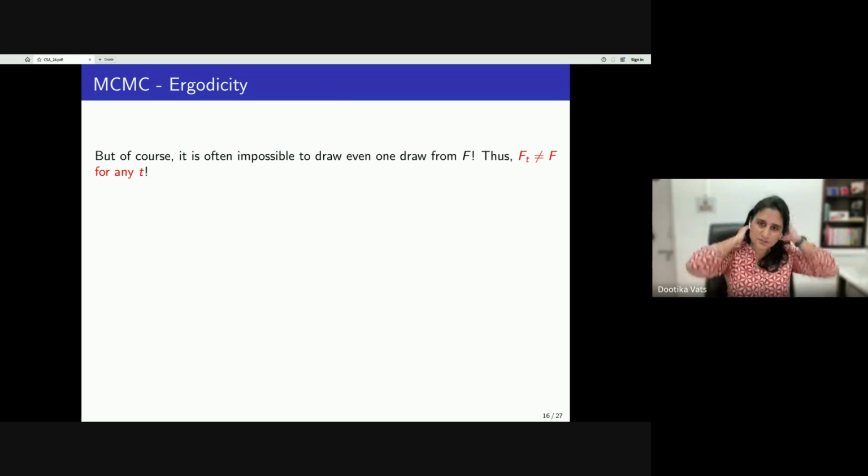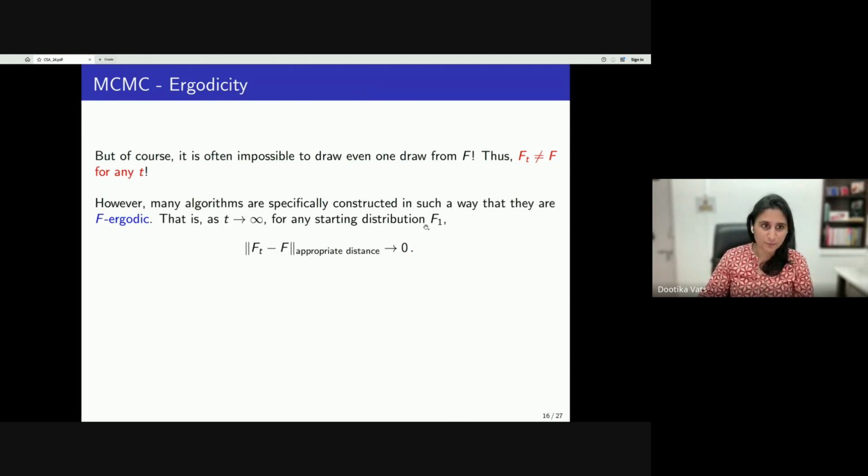So it is often impossible to draw even one draw from F. Thus, we know factually Ft is not equal to F for any t. What does that mean? The marginal distribution of the Markov chain at time t is not equal to our desired distribution. But is it close? And what we know is that the Metropolis-Hastings algorithm and many other algorithms, when carefully designed, can be done in such a way that the algorithm is what you call F-ergodic.